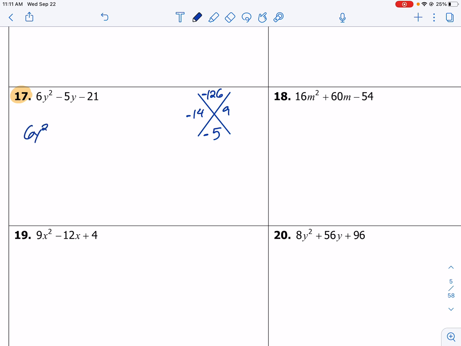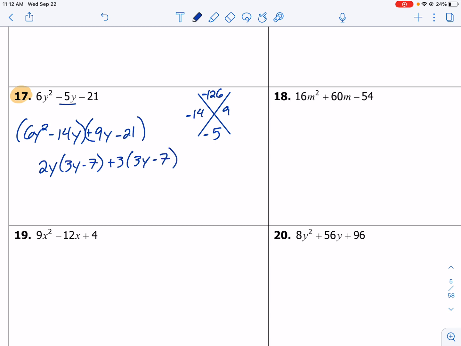The 6y squared comes down, negative 21 comes down, and the middle term gets replaced with negative 14y and positive 9y. It doesn't matter where they go. And then we group them. We can take out a 2y. We're left with 3y minus 7. We can take out a 3. We're left with 3y minus 7. And our factored form is 2y plus 3 times 3y minus 7. All right, great job.